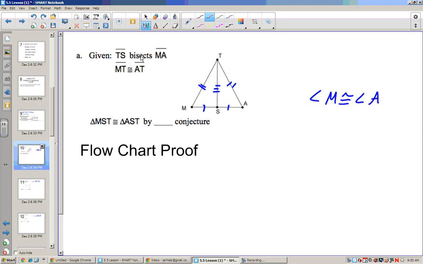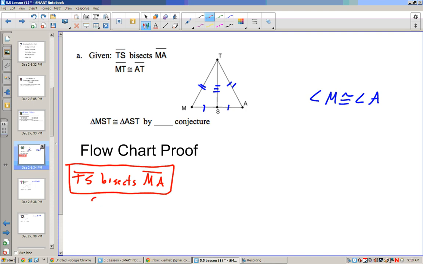Now, when I make a flowchart proof, I start with these two given pieces of information. Say TS bisects MA. And underneath it, I write my reason, which is given. I also have my other piece of information, MT is congruent to AT. That's also given.